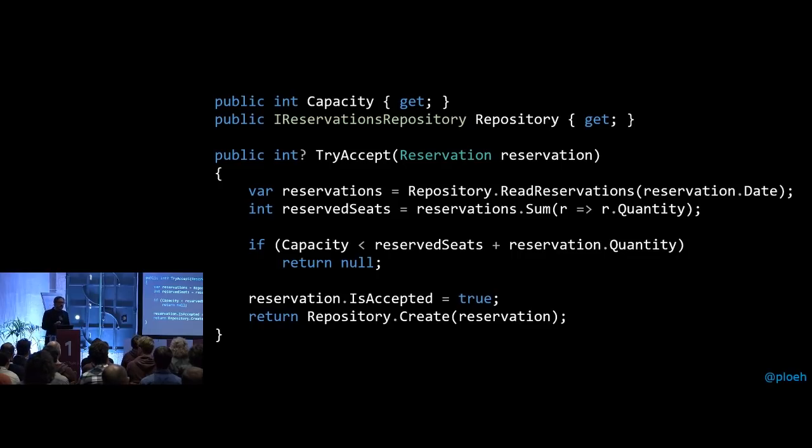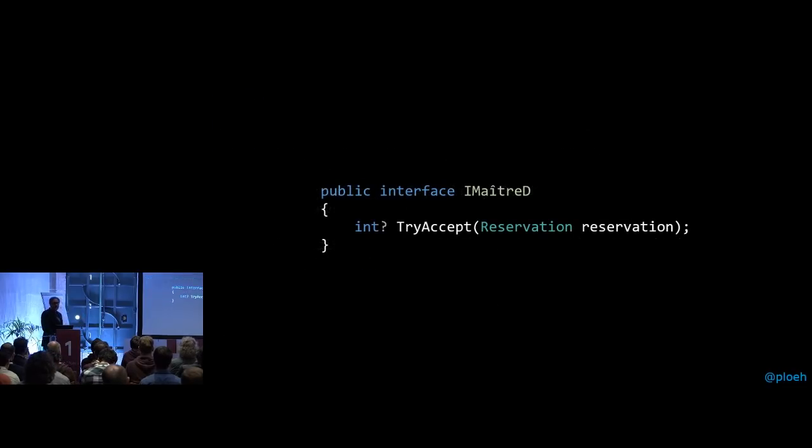So right now, there's no asynchrony anywhere to be seen at all. I'm just going to go through the standard scenario first, and then we'll look at what it would look like to add asynchrony to this. So this is our basic domain model, and if we want to embody that in some sort of type, we could create an interface called maitre d that defines this method.